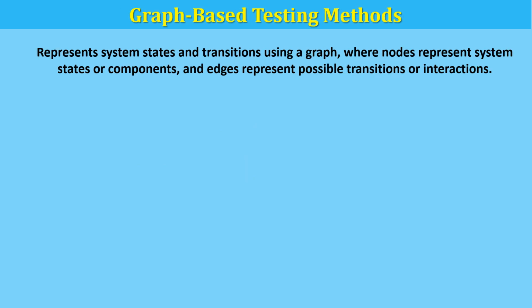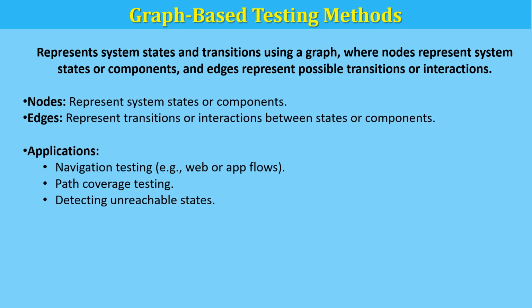Graph-based testing method. Graph-based testing is a visual representation of how a system or application transitions from one state to another. This approach is especially useful for systems with multiple states or decision points, like workflow systems or navigation within apps and websites. The system states are represented by nodes, and the transitions between them are shown as edges. This helps testers ensure that all paths are covered and no part of the system is left untested.